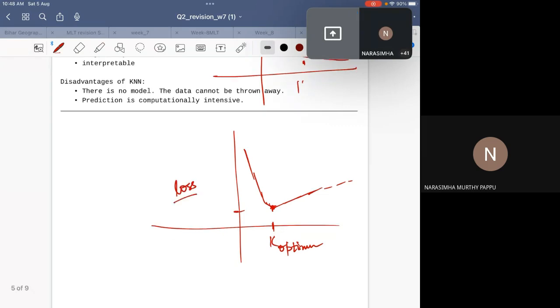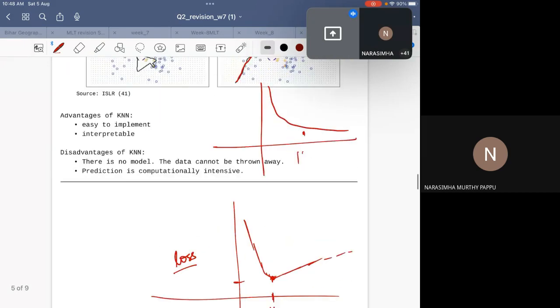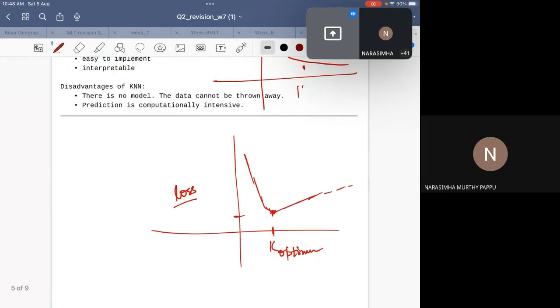So it will be something like this. I need to check it first. Okay, and then I'll let you know.